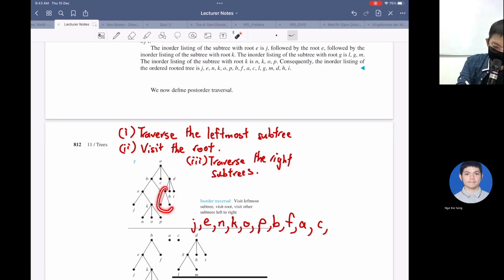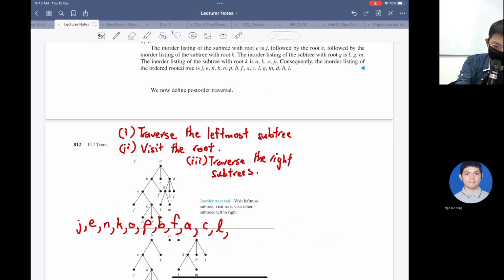So we need to traverse the leftmost subtree. And to traverse this leftmost subtree, we need to traverse the leftmost, leftmost subtree. So it's L, A, and then what do we do? After L, we need to visit the root and then traverse the right subtree, and then visit the root, right? Because we finished this tree already. So we need to visit the root, and then traverse the right subtree.